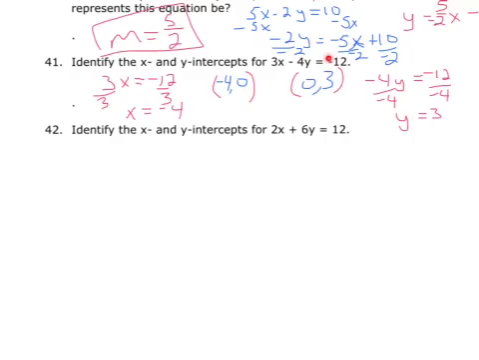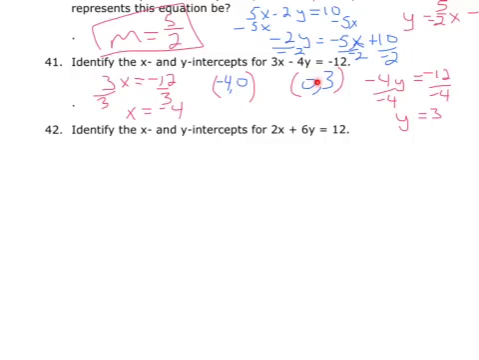Biggest mistake I see is that students end up putting negative 4 with the 3 and making an ordered pair for that, but that's not what we're looking for. We're looking for two different points. We're looking for where it crosses the x-axis, that's why it has a 0, and where it crosses the y-axis, so that's why we have a 0 here as well. So they're two different points, the x-intercept and the y-intercept.